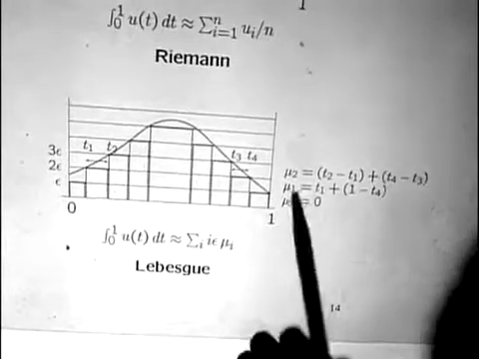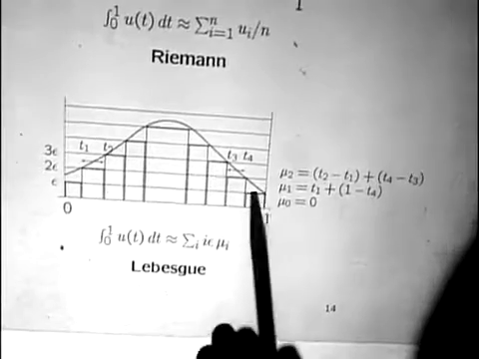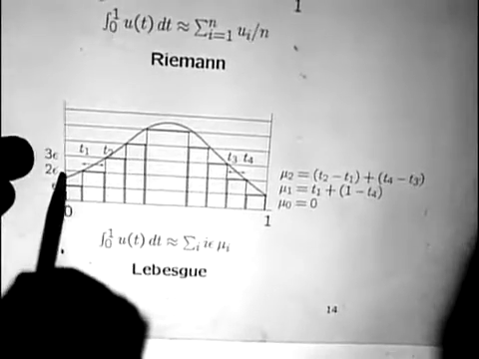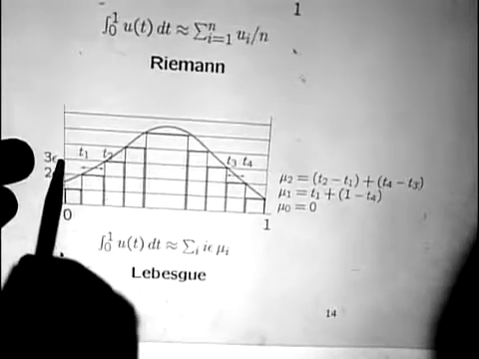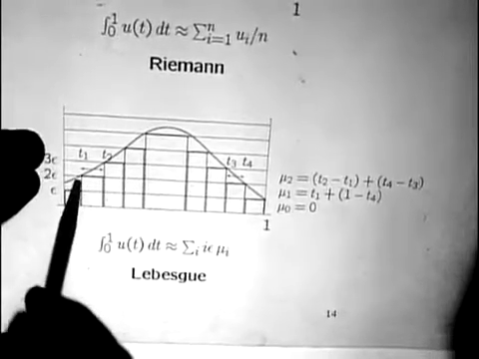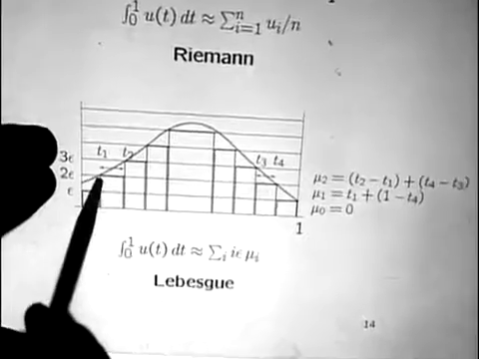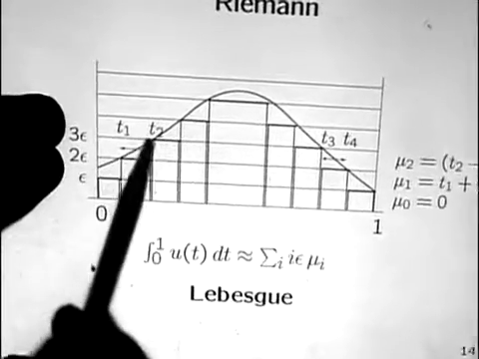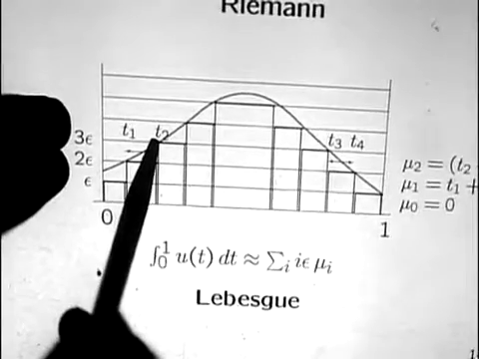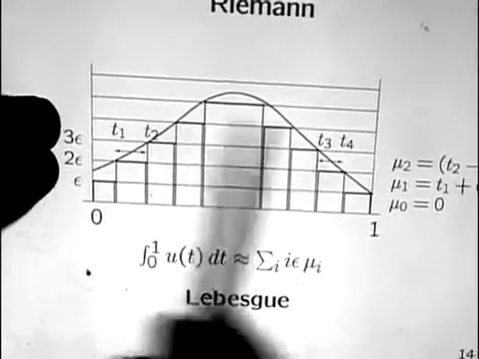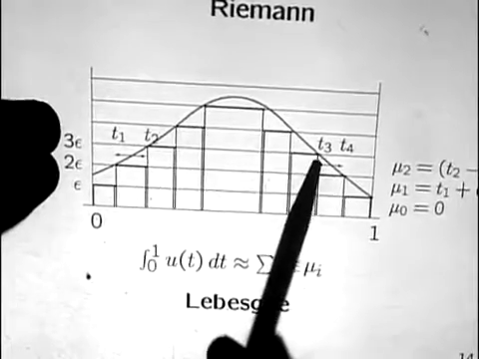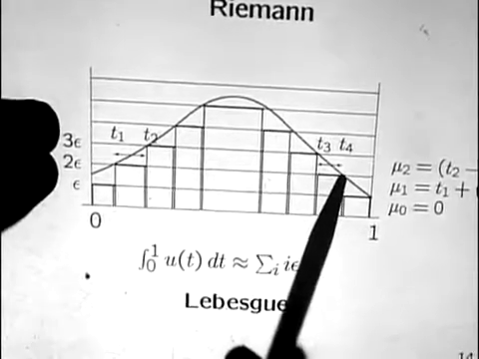And I've drawn that out here. Mu2 is the amount of the function that lies between 2 epsilon and 3 epsilon. Now the function lies between 2 epsilon and 3 epsilon, starting at this point, which I've labeled T1, going up to this point, which I've labeled T2, on over here. It's not in this interval until we get back to T3. It stays in this interval until T4.